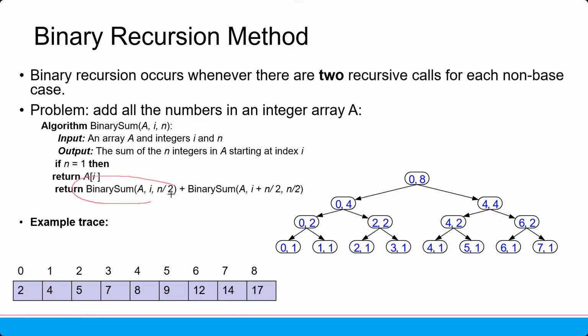Because we have binary sum on the left and binary sum on the right, there are two recursive calls. So we call this binary recursion.